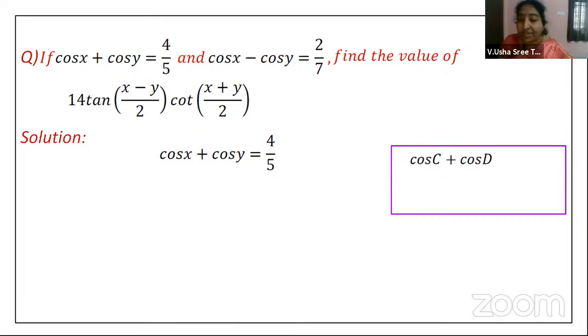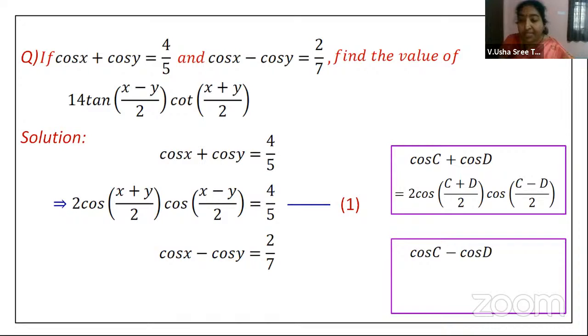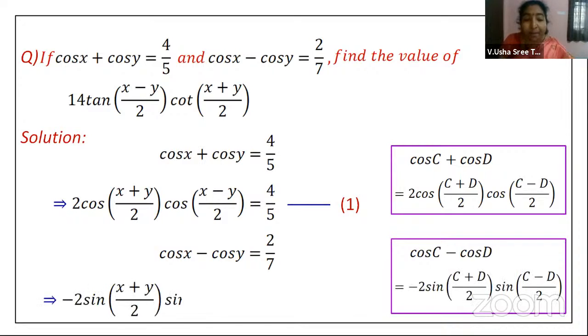Cos x plus cos y is 4 by 5. So we'll apply the formula cos C plus cos D and we'll write it as 2 cos of (x plus y) by 2 cos of (x minus y) by 2 is equal to 4 by 5. We'll call it equation number 1, right? And the second equation, cos x minus cos y is equal to 2 by 7. We will apply the cos C minus cos D formula, and we will get it as minus 2 sine (x plus y) by 2 sine (x minus y) by 2 is equal to 2 by 7.